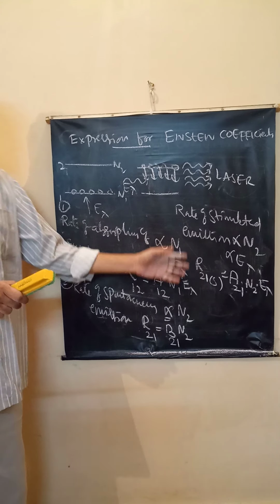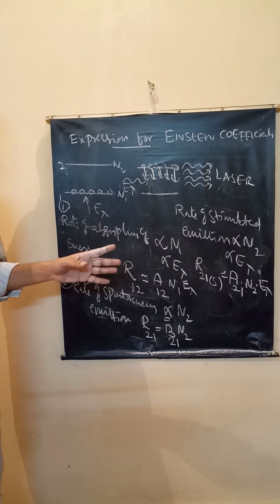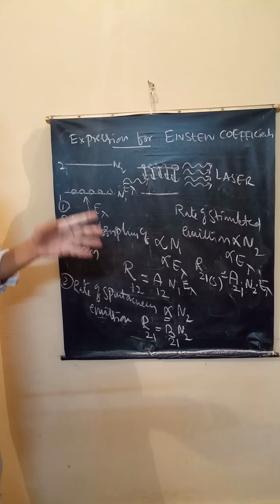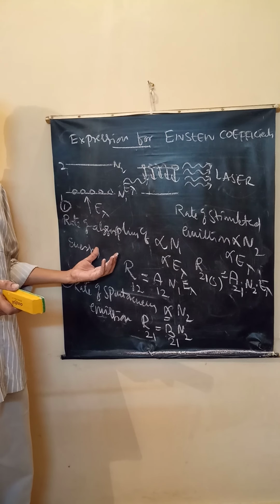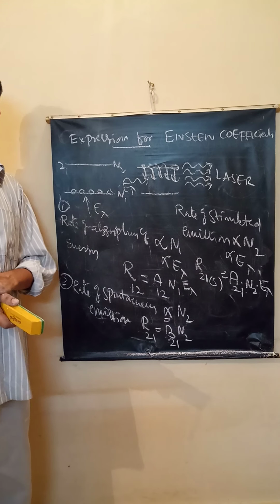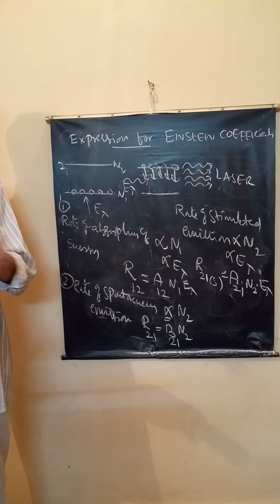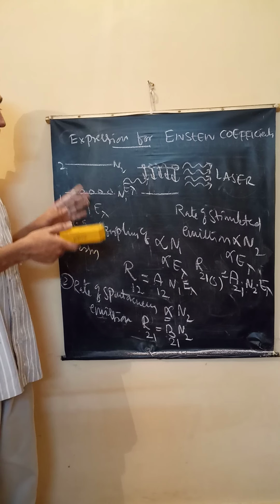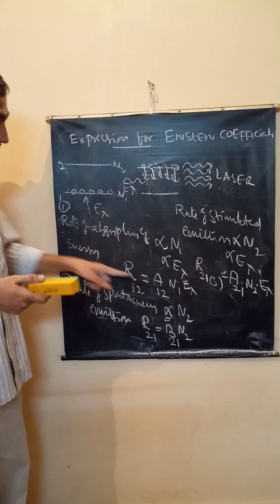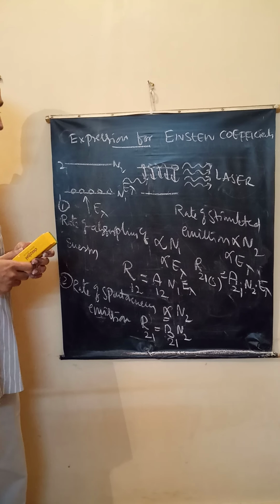Here it is A12, this is B21, here it is A21 into the number of atoms in the excited state into energy. So I have three expressions here. Now, the rest is algebra. In equilibrium, we know the energy absorbed should be equal to the energy emitted. So now we'll use these three expressions to arrive at the Einstein coefficients. Look at these three expressions and what happens in thermal equilibrium.